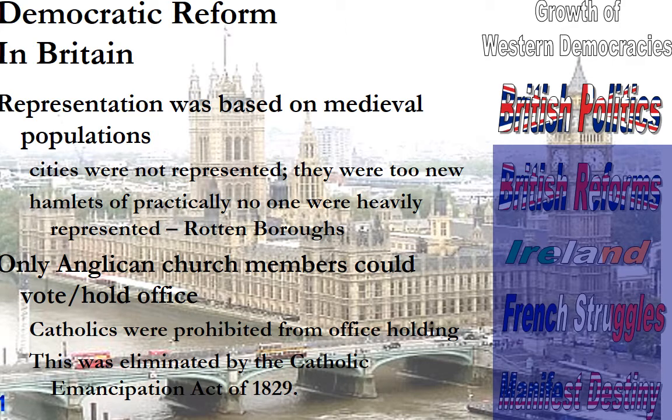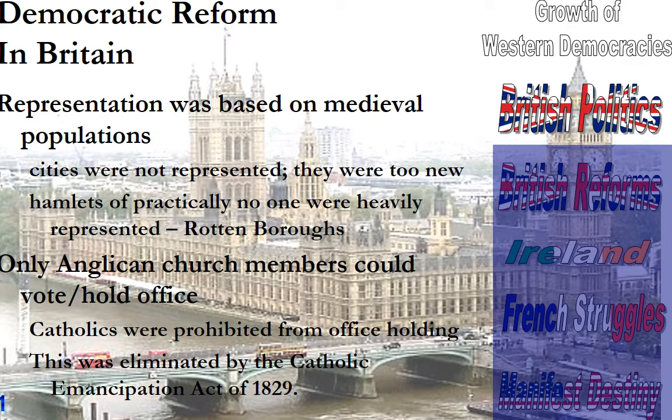And so Catholics were eliminated from holding office. Jews were barred from holding office. Any type of Baptist or Mennonite or Quakers could not be a part of the Great Britain government. However, that was eliminated with the Catholic Emancipation Act of 1829, which then allowed that anybody could hold any office, that the qualifications would not be based on where you went to church.